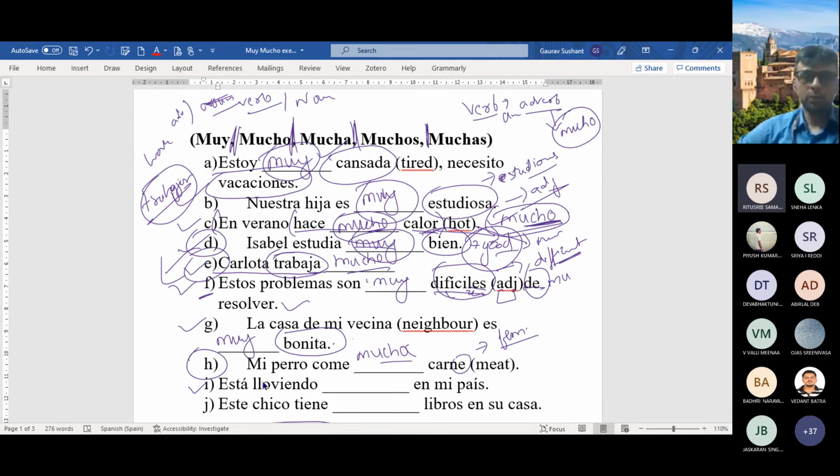Number I, está lloviendo. It is raining, and then a lot in my country. Neha, can you try? Did I ask you? No, sir. Está lloviendo mucho en mi país. Exactly. It is raining a lot in my country. This mucho is referring to the raining part, as an adverb, that activity which is happening.